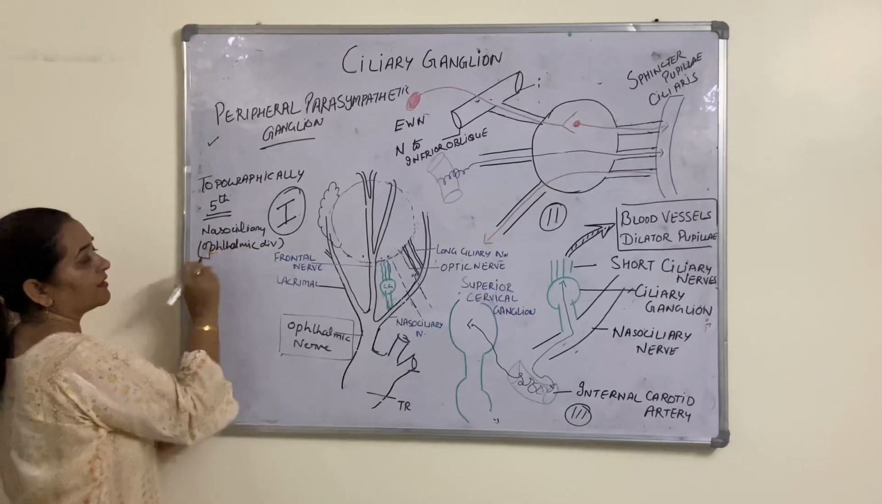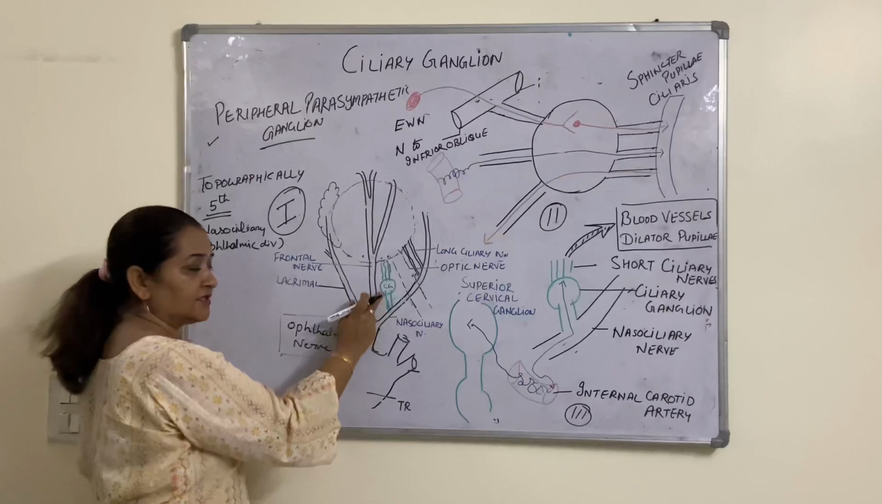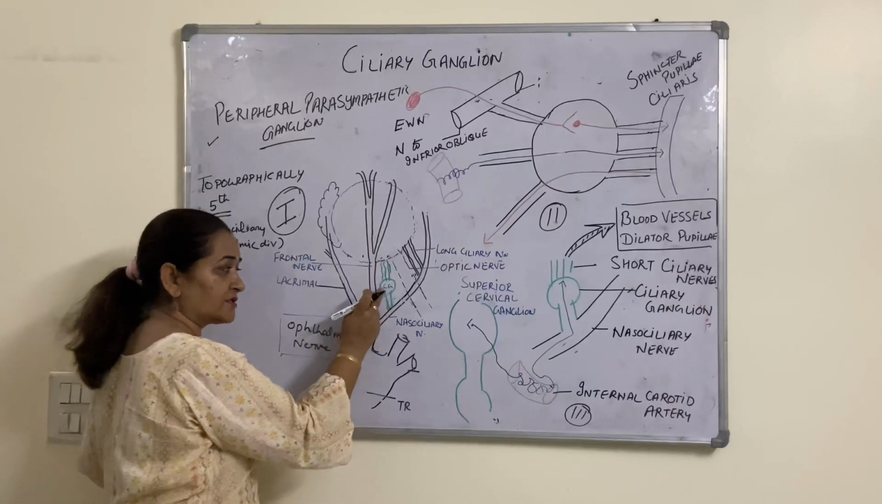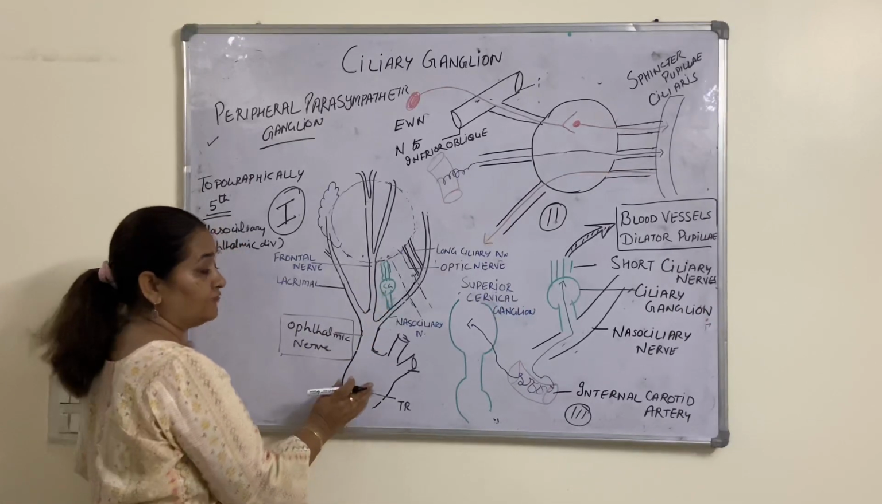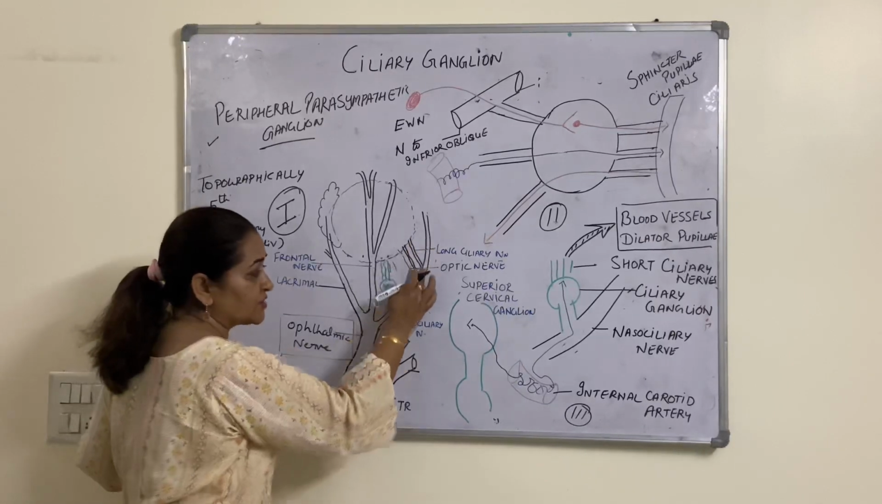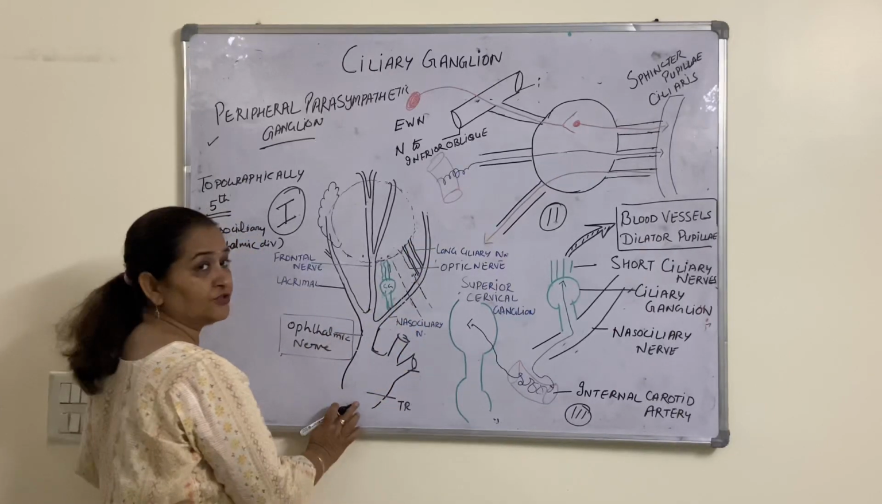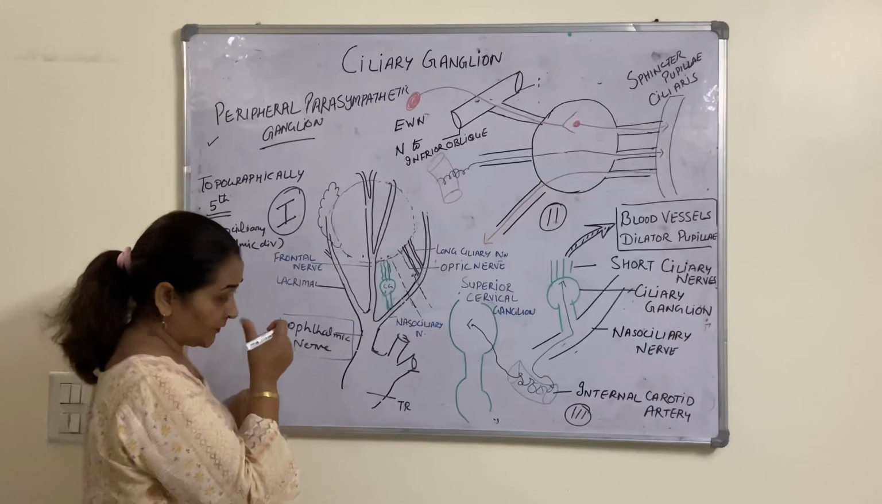So this is the link. So topographically this ganglion is hanging, or it is related with the fifth nerve. Which part of the fifth nerve? Nasociliary branch of ophthalmic division of trigeminal nerve.